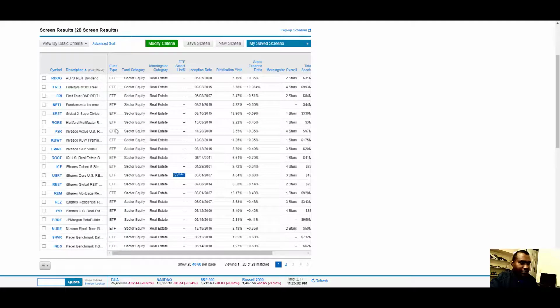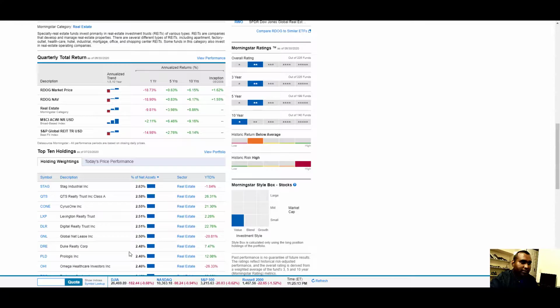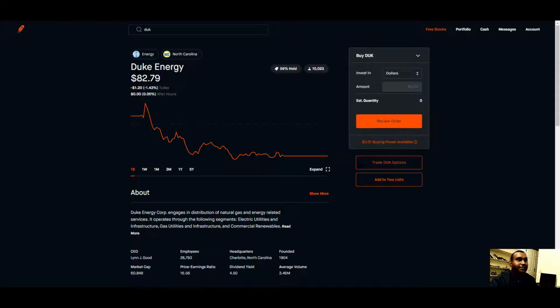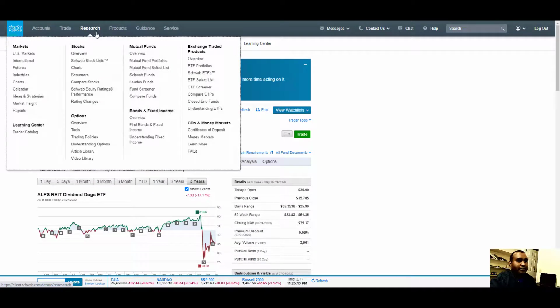Let's look at real estate ETFs. Here's this ETF, RDOG, right? And there's a bunch of them. Obviously, you're going to have to read it. What's going on here is this ETF has put in Stack, QTS, Cypress, Lexington, Digital, Global, right? These are all the companies that you yourself can go ahead and buy and build your own portfolio. It's kind of like hacking. I don't know, cheating or not, but all right, guys. So that's how you can research other ETFs and get to know them.